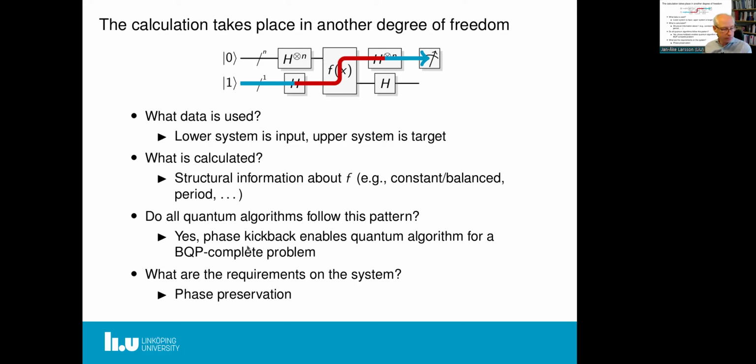saw, enables the quantum algorithm for a BQP complete problem, which means, well, BQP is bounded error quantum polynomial time, meaning whatever you can solve in a quantum machine in polynomial time efficiently, that can be solved by using this procedure. So it uses the same thing. And what are the requirements? Well, phase preservation is a requirement here.